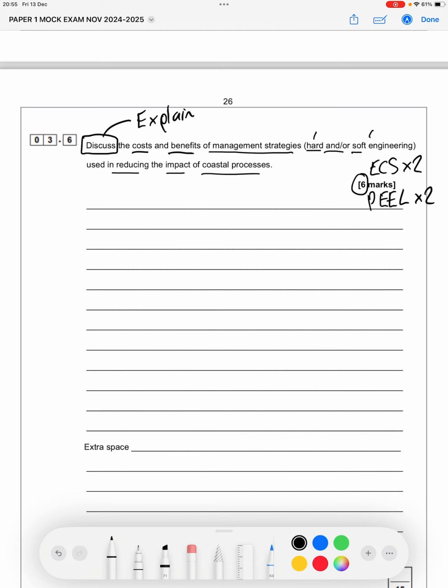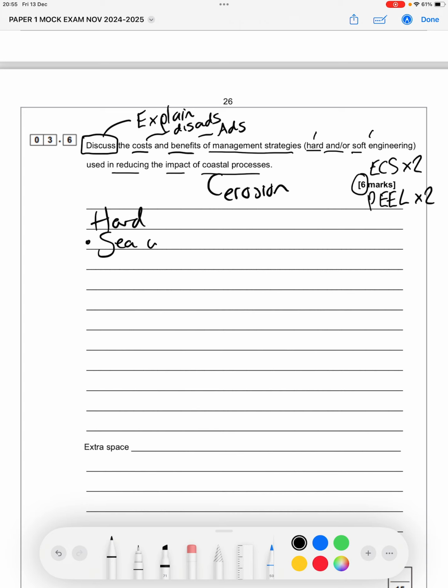Like that's what it's saying. It's explain the goods and bads. Okay, so explain the disadvantages and the advantages of management strategies in reducing the impact of coastal processes. For us, that coastal process is erosion. Okay? So at that point then, you've got to figure out what you want to talk about. Pick your most confident.